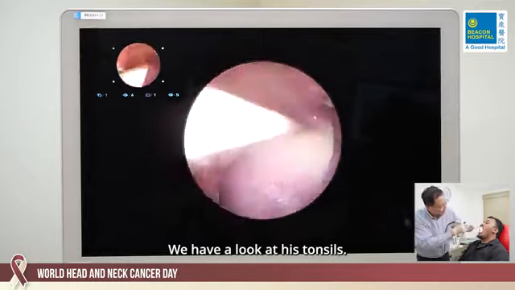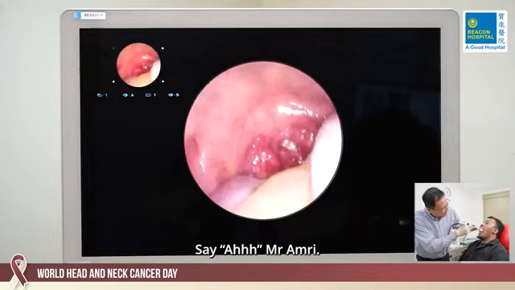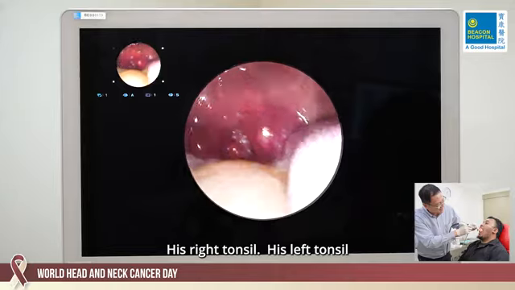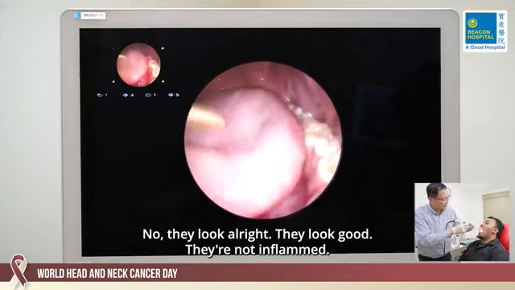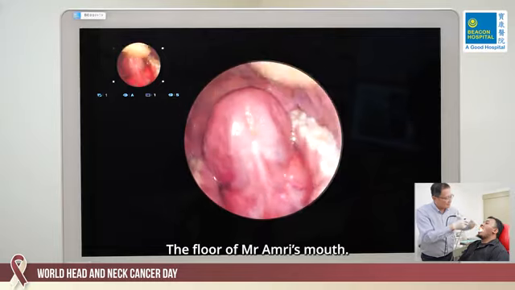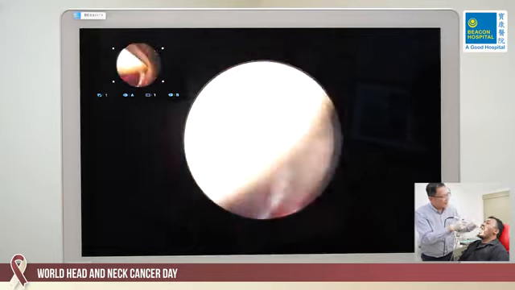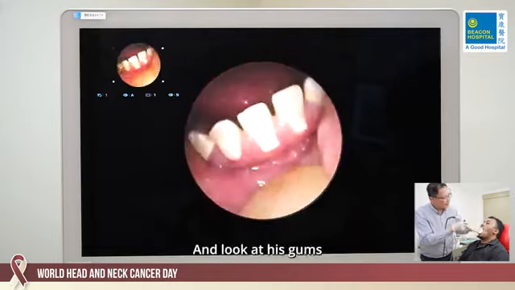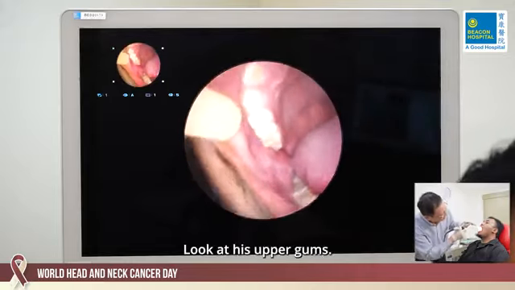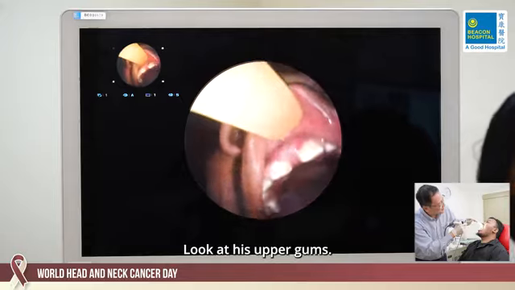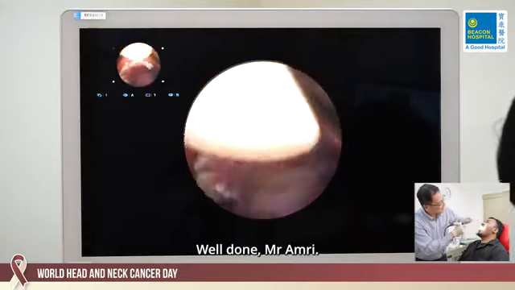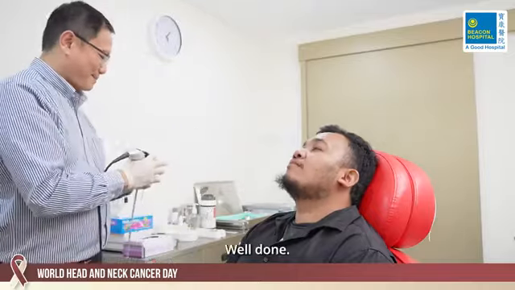Okay, we have a look at his tonsils. Say "ah", Mr. Amri. His right tonsil. Say "ah", Mr. Amri's left tonsil. Yeah, they look alright. They look good. They're not inflamed. And look at the flora of Mr. Amri's mouth. Okay. And look at his gums. Go up. And look at his upper gums. Yeah. Well done, Mr. Amri. Okay, well done.